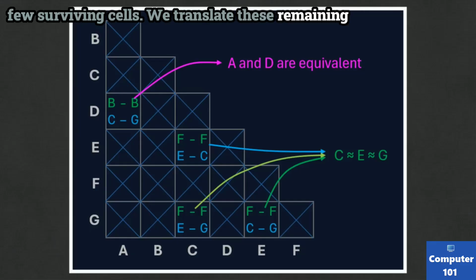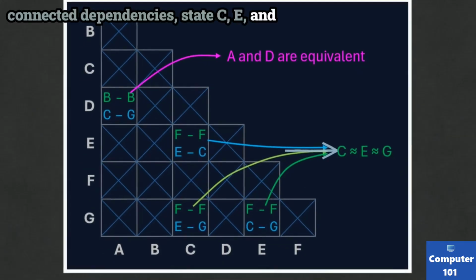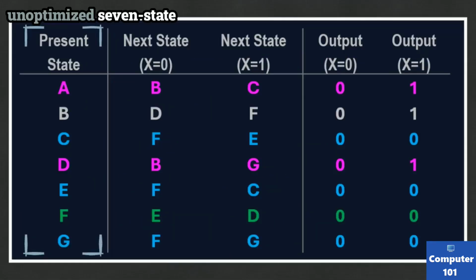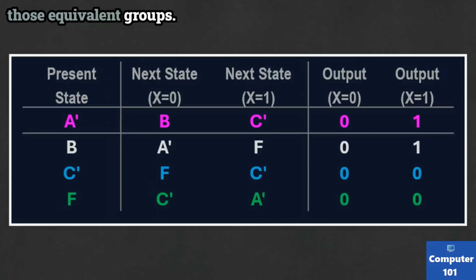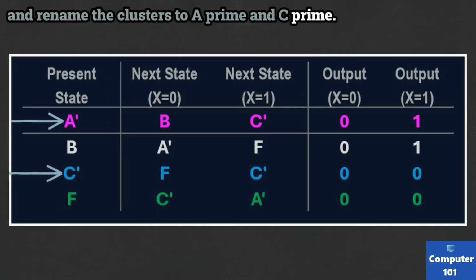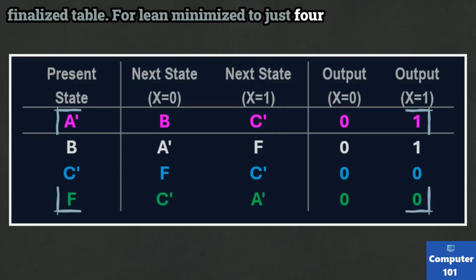We translate these remaining cells into explicit groupings. State A is equal to state D, and shown by connected dependencies, states C, E, and G are all equivalent. Let's bring back our original state transition table. This is the unoptimized 7-state system we started with. By merging those equivalent groups, we can consolidate the duplicate rows and rename the clusters to A' and C'. This is the finalized table, fully minimized to just 4 rows.